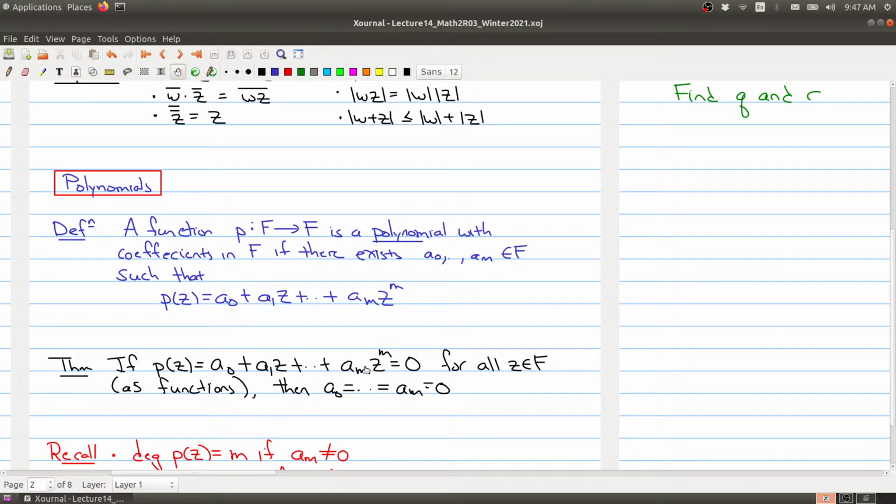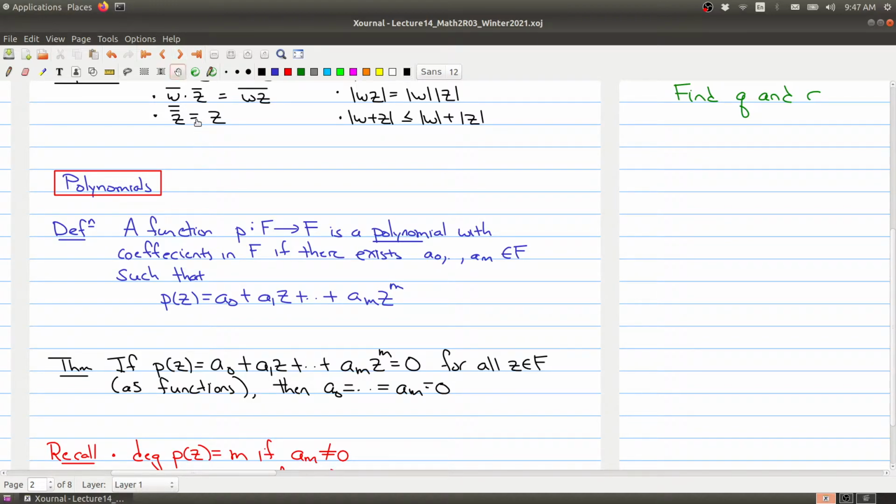So welcome to part 2 of lecture 14. I've written up here on the slide what the definition of a polynomial is. A function p from the field to itself is a polynomial with coefficients in the field if there exist coefficients a0 up to am such that your function can be written as a0 plus a1 times z plus a2 times z squared all the way up to am times z to the m.